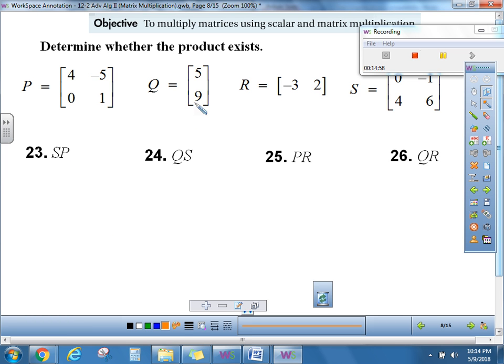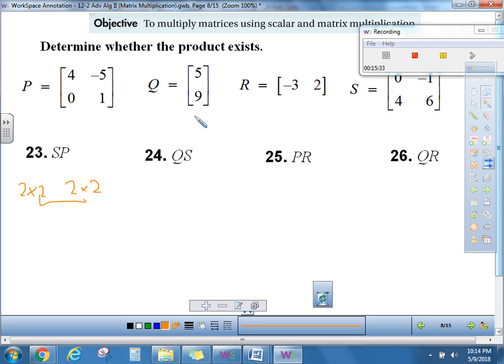To tell whether the product exists, we just need to check to make sure that the columns in the first match the rows in the second. So here we have S right here times P. S is a 2 by 2 matrix, 2 rows, 2 columns. P is also a 2 by 2. So because these two values here, the columns in S and the rows in P match, yes, we can multiply these together and we get another 2 by 2 matrix.